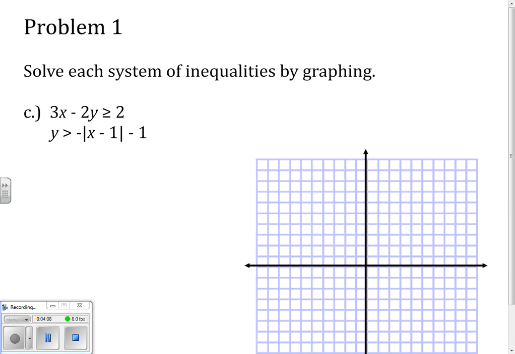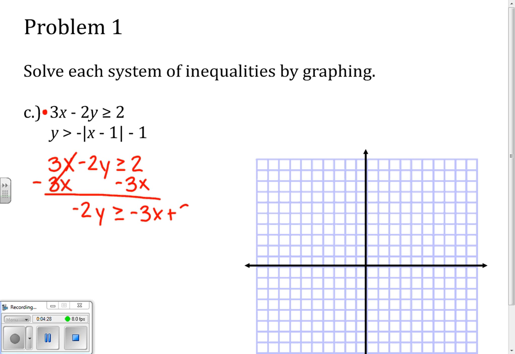All right, problem 1, letter C, is different than the others because it's not in a graphable state. If you take a look at the first inequality, 3x minus 2y is greater than or equal to 2, it is not ready to graph. I'm going to start by subtracting 3x from both sides. Leaves me with a negative 2y is greater than or equal to negative 3x plus 2. And divide everything by a negative 2.